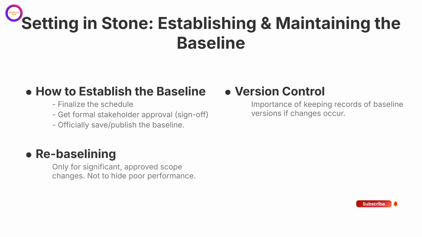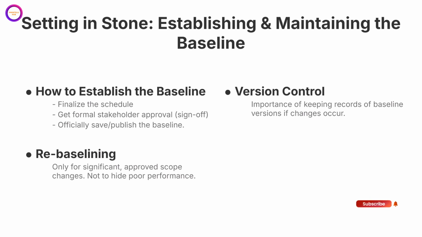This leads us to the very important topic of rebaselining. Rebaselining is the formal process of updating your baseline in the middle of a project. But, and this is the most important point, it should be a rare event. You only rebaseline for significant approved scope changes. For example, if a client adds a major new feature set, the original baseline is no longer a realistic measure of success. In that case, you would formally create a new baseline for the remaining work.